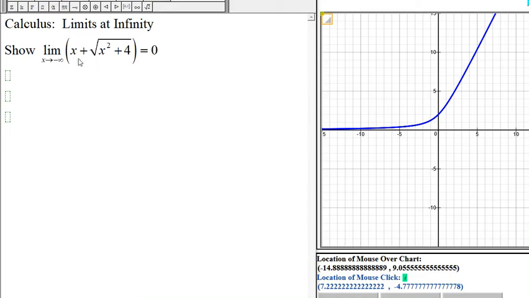Here we have the function of x plus the square root of x squared plus 4. And we want to show that the limit of this function goes to 0 as x approaches negative infinity. And this is the graph for the function x plus the square root of x squared plus 4.